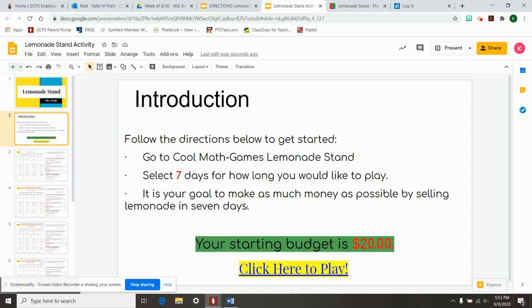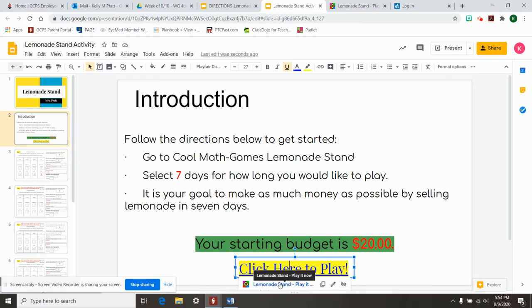So we are going to play the game for 7 days, not literally 7 days, but you'll see in just a minute what I mean. But we're going to have a 7-day limit of selling this lemonade in this game, and we only have $20 to start out with. So let's take a look at what it's going to look like. You'll click here, like it says, click here to play. Click on this little box that comes up down here. It takes you to the website.